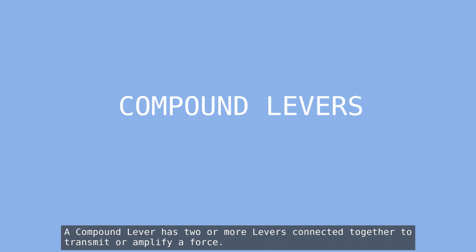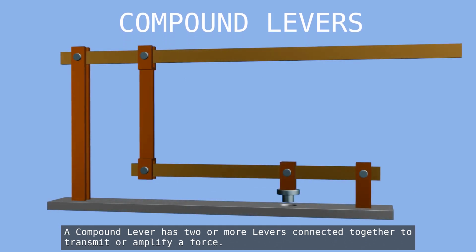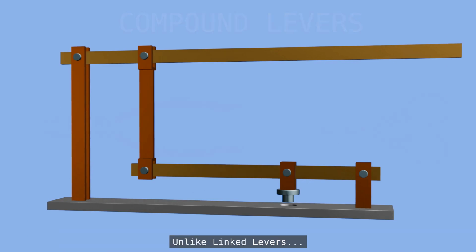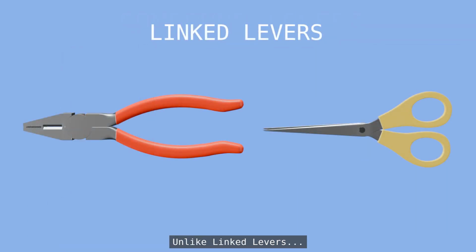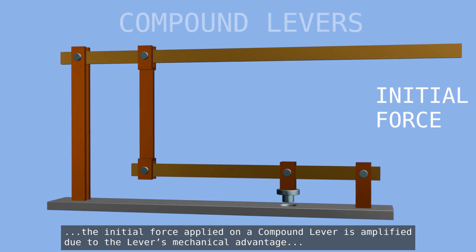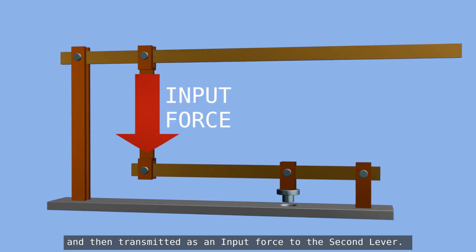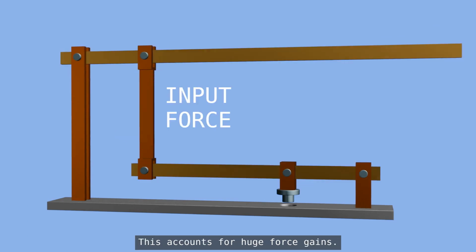Let's go on and take a look at compound levers. A compound lever has two or more levers connected together to transmit or amplify a force. Unlike linked levers, the initial force applied on a compound lever is amplified due to the lever's mechanical advantage and then transmitted as an input force to the second lever. This accounts for huge force gains.